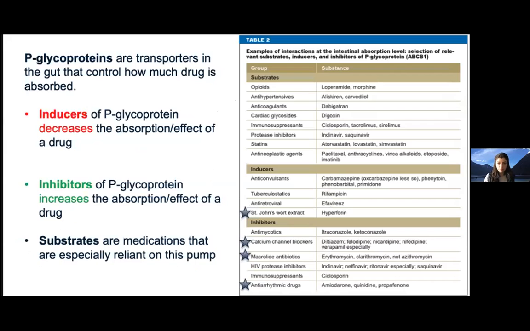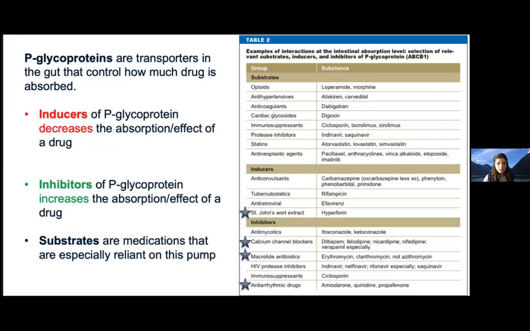So this is a little bit of a busy slide, and the language here is naturally a little confusing, so I'll try to make it as clear as possible. Another way absorption can be modified is through P-glycoproteins. P-glycoproteins are transporters in the gut that control how much drug is absorbed. Essentially they're responsible for moving medications back into the GI tract to prevent them from being absorbed, so they act like a shield, preventing medications from moving into the blood.